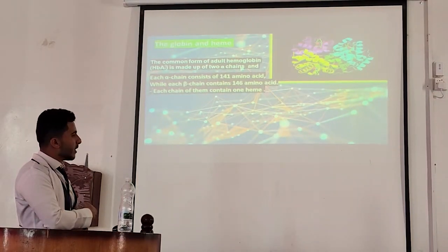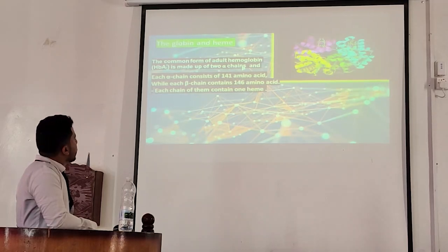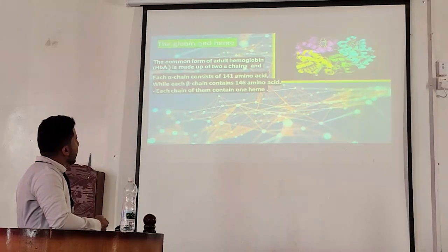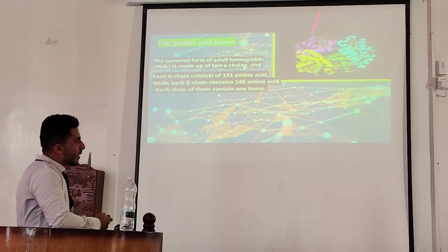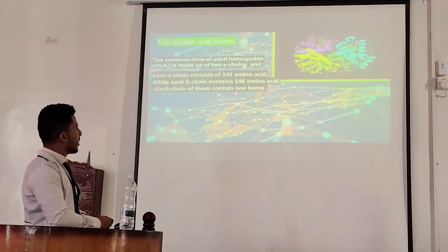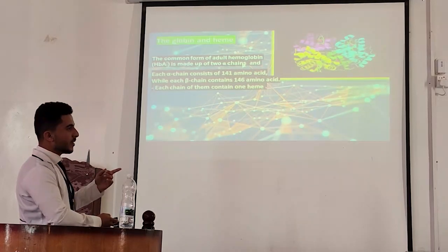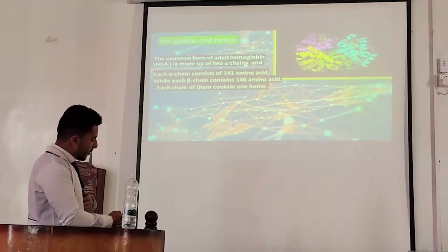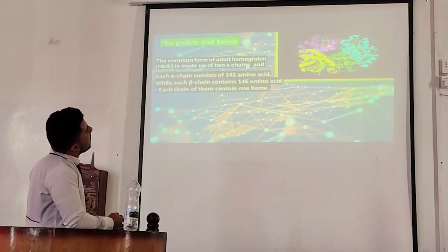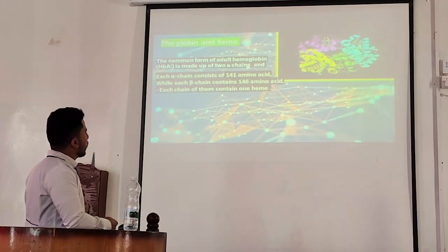The common form of the adult hemoglobin is made up of 2 alpha chains and 2 beta chains. Each alpha chain, as you see here, is composed of 141 amino acids, but each beta chain is composed of 146 amino acids. Each chain contains 1 heme. So we have 4 hemes and 4 globins. This is globin, this is heme, and this is globin and heme. 4 hemes and globins.